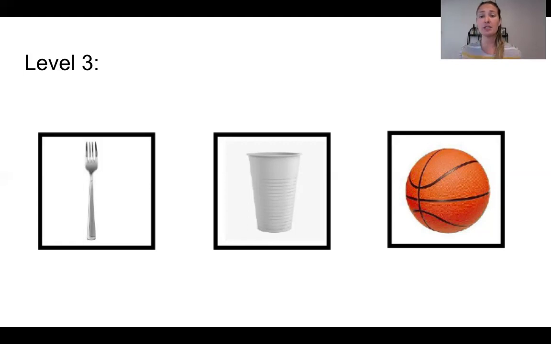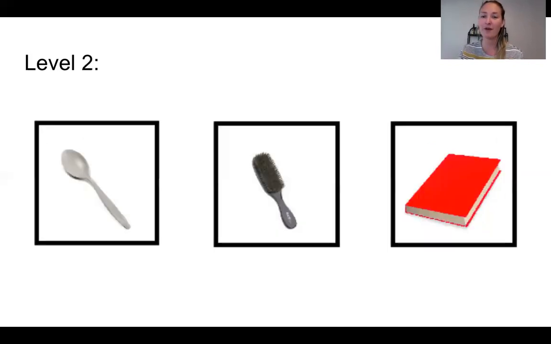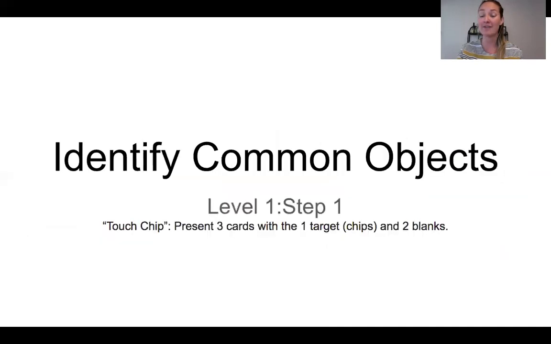Finally, if your student is not working an array of 3 or using discrete trials, you can make it into a really fun game and search around the house. You could say, what's this? A cup? That's right. Where's the cup? Run, run, run, run. Nice job finding the cup. These are just some fun ways that you could use to identify common objects.